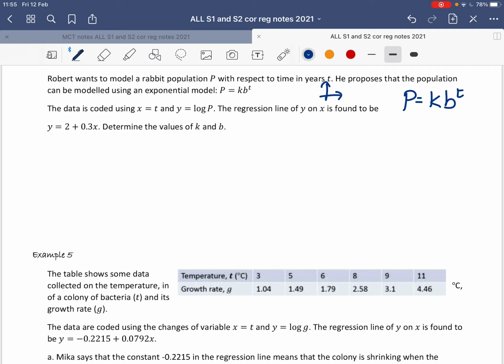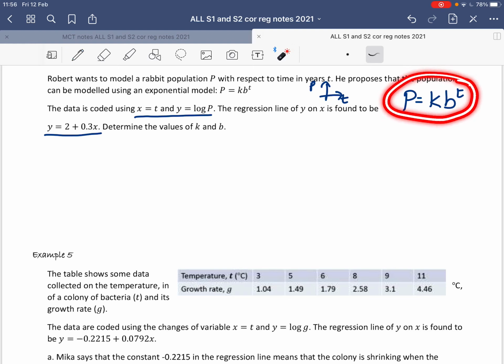So he would be plotting here. Where are we? Population against time, so T and P. The data is coded using x equals t and y equals log p. The regression line of y on x is found to be this. Determine the values of k and b.